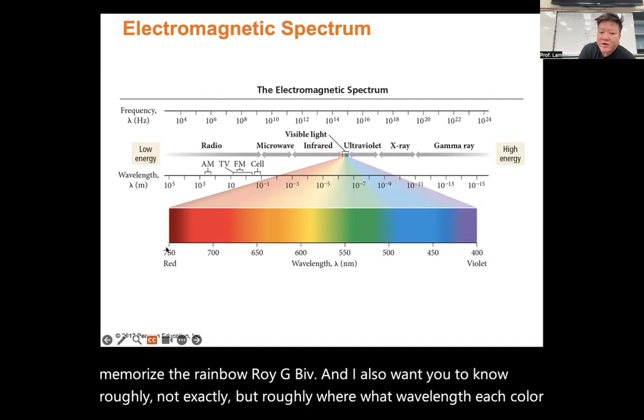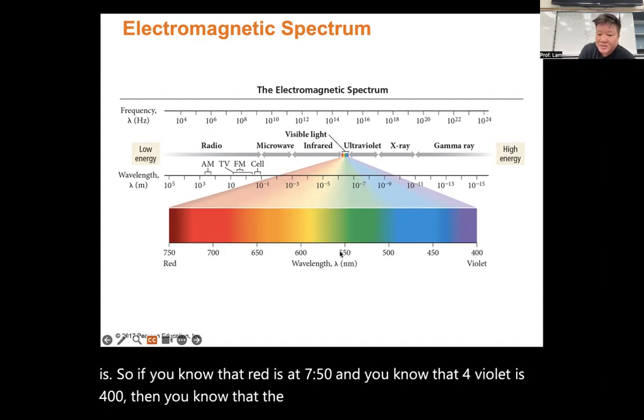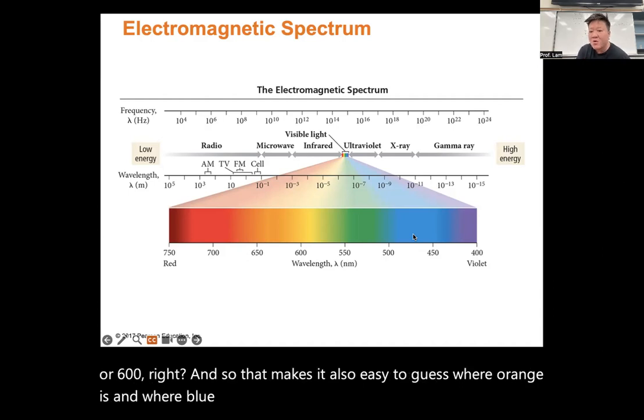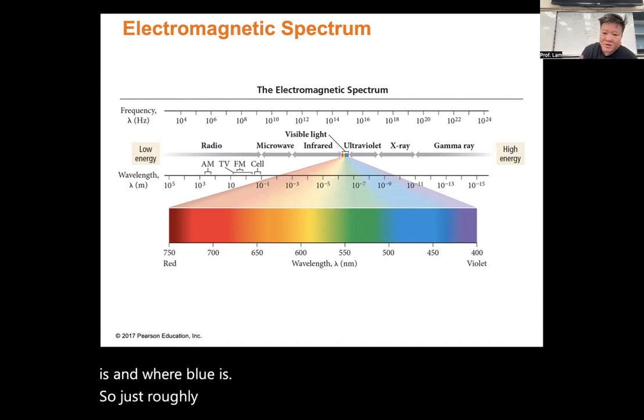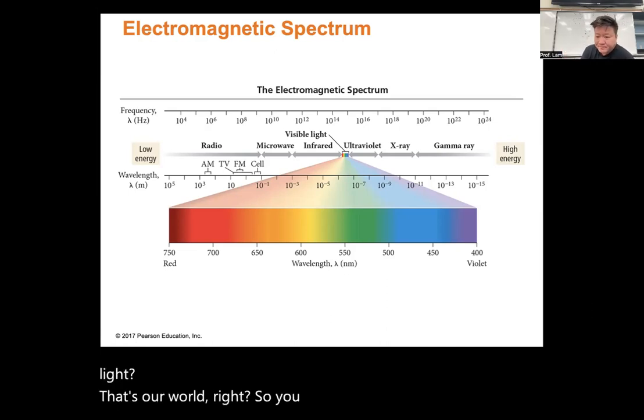So if you know that red is at 750 and you know that violet is 400, then you know that the green and yellow regions are around 500 or 600, right? And so that makes it also easy to guess where orange is and where blue is. So just roughly, what are the wavelengths of each color of light, right? Because that's our world, right? So you should know that.